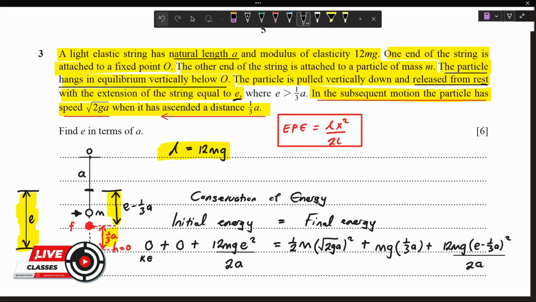What matters is the fact that after it has been pulled down, and it goes to the position I, the extension in the string is E. So that's why we just consider that to be E. Okay, I don't know if that helps.